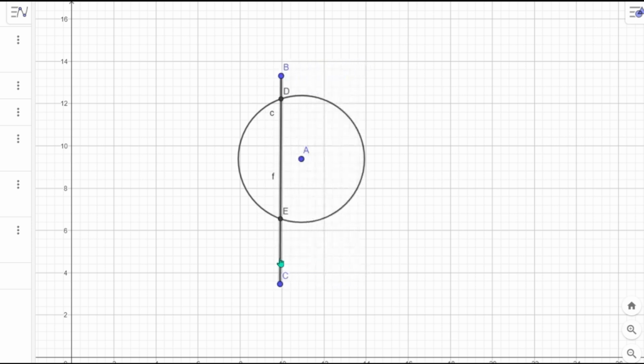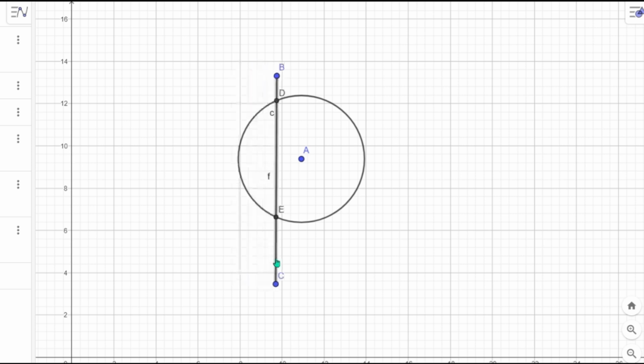This line is called the secant line. When it moves away, there is no touch point. It's called non-intersecting. When it's trying to touch the circle at 1 point, if it touches at that point, we call this line the tangent to the circle. This line we call the tangent to the circle.